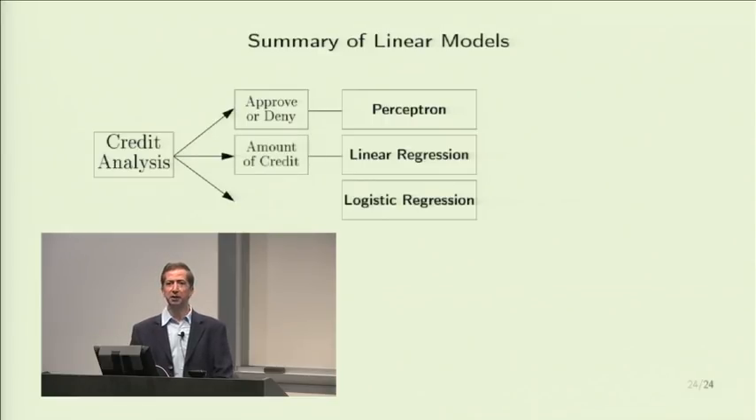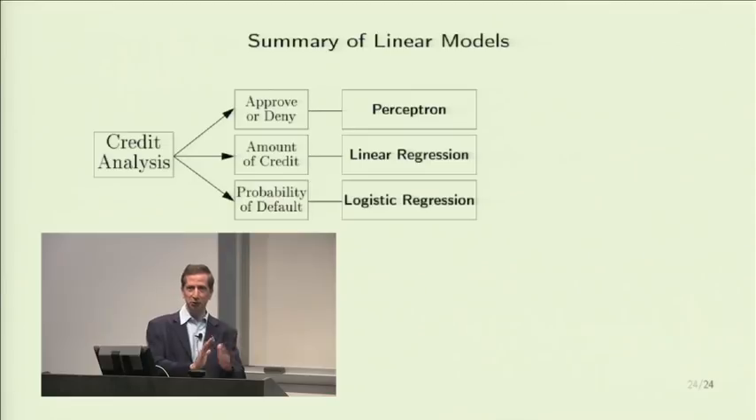If you use linear regression, you are trying to decide the credit line. We have seen that example as well. If you are applying logistic regression, you are computing the probability of default, just the reliability of the credit, and then they let the bank decide what to do with it. Okay? So this is from an application domain.